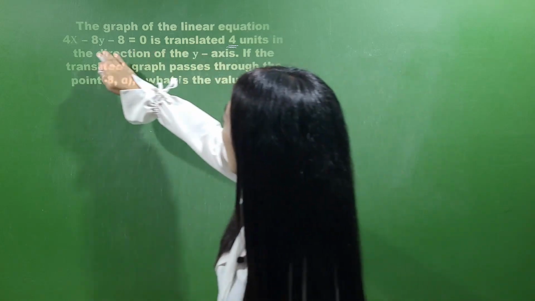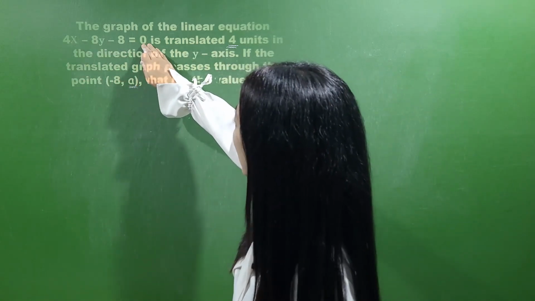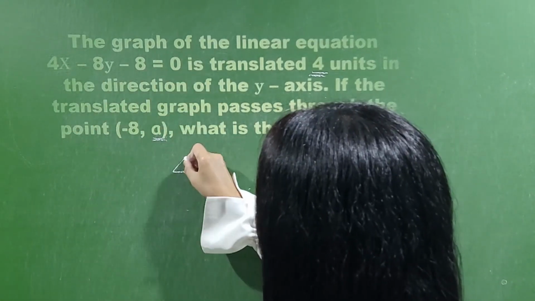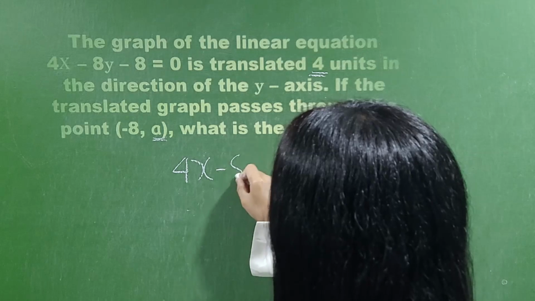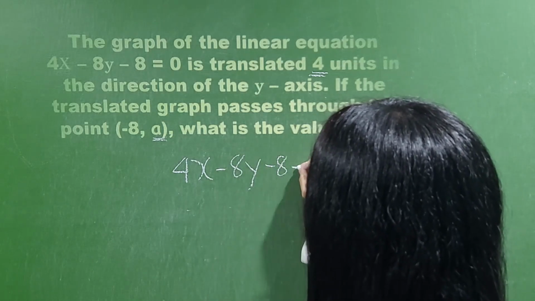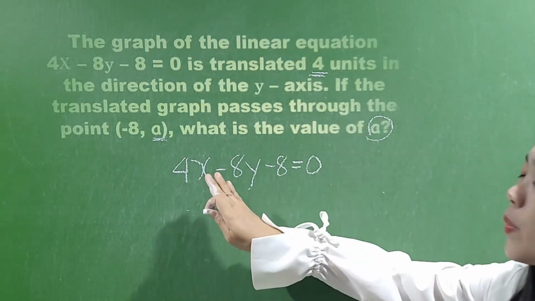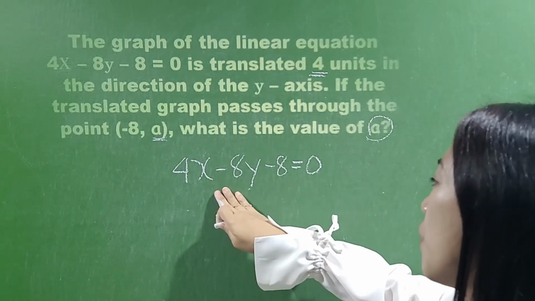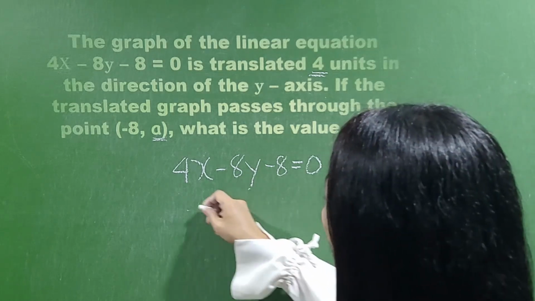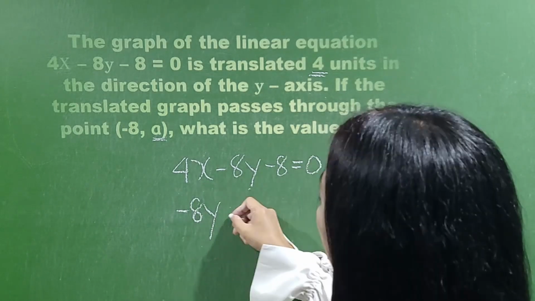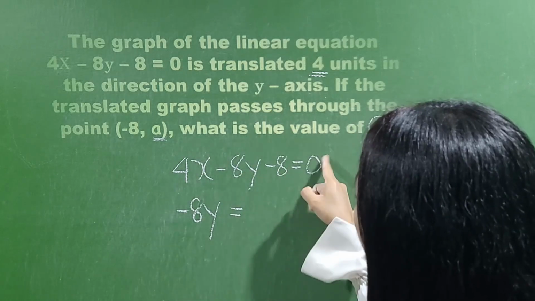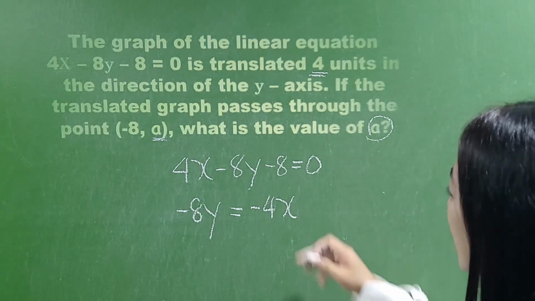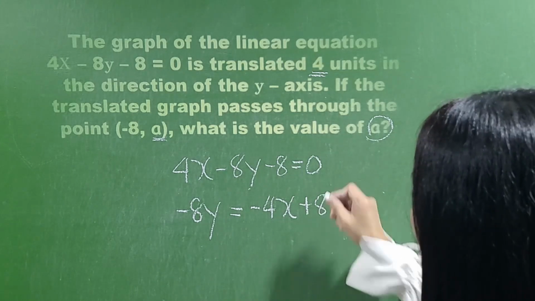So first, we have to get this linear equation in slope-intercept form. This is in the standard form. So 4x minus 8y minus 8 is equal to 0. We have to write this standard form into slope-intercept form. So negative 8y is equal to, move 4x to the right side, so it's negative 4x. Move negative 8 to the right side, so this is now plus 8.